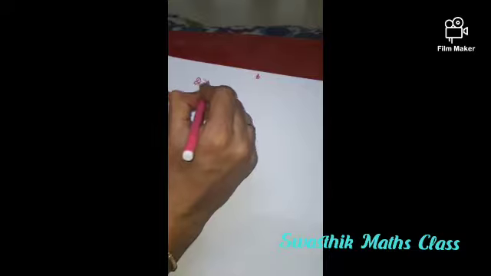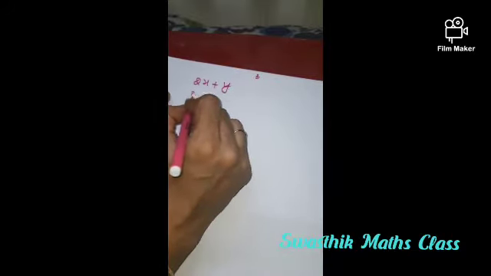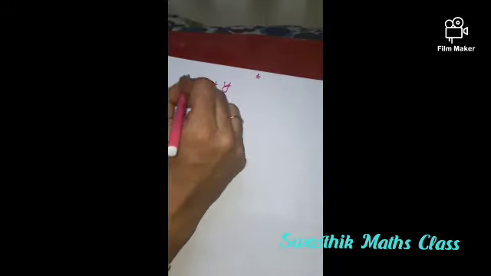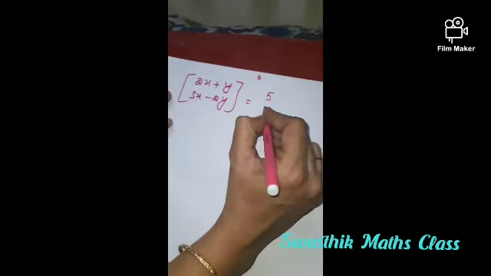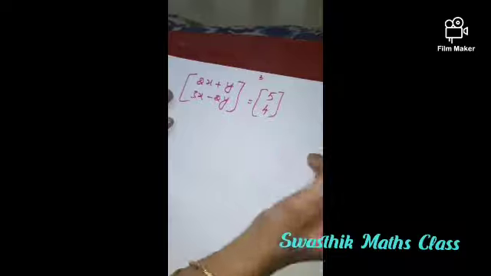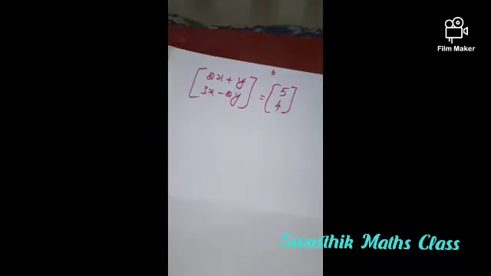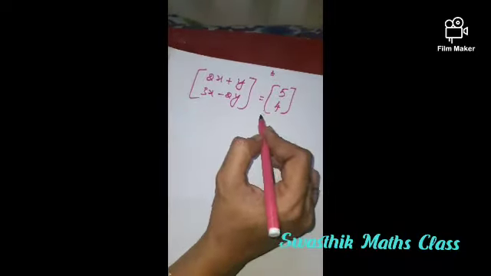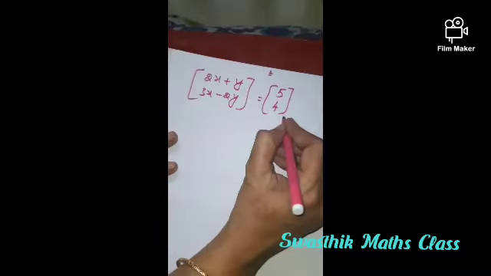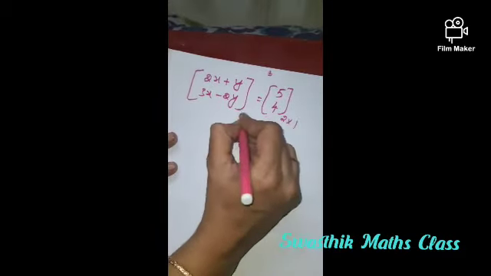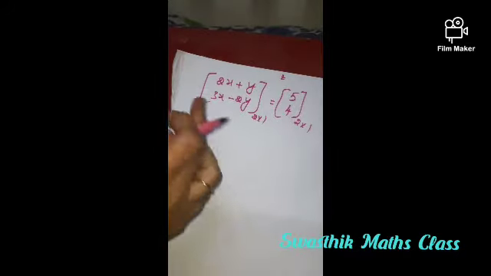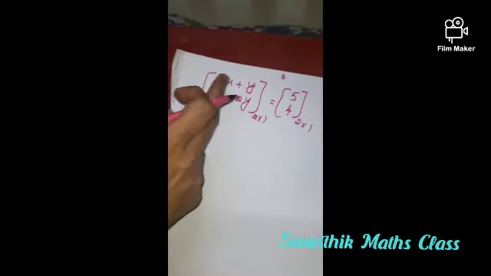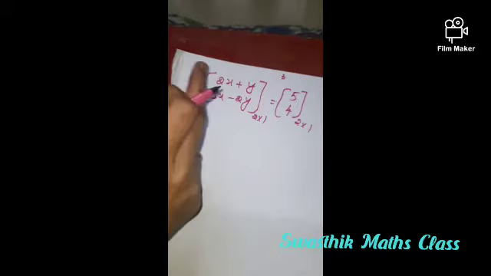What is given? It is given that the matrix [2x plus y, 3x minus 2y] is equal to the matrix [5, 4]. So obviously both should have the same order. Here the order is 2 by 1, and here also the order is 2 by 1. Next, we know that whenever two matrices are equal, the corresponding entries should also be the same.